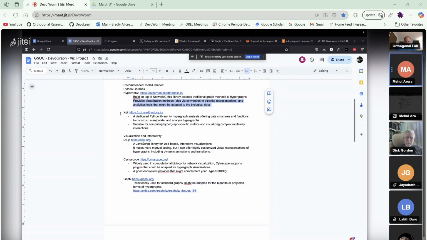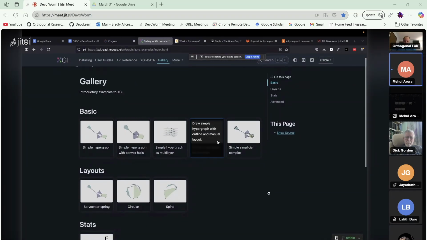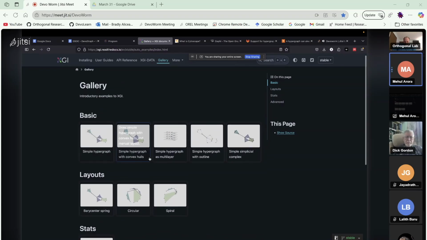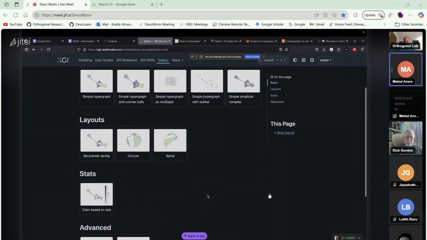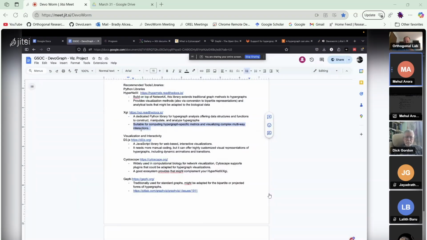And then there is one nice library which I saw, XGI. I'll just open that screen. I think this one. Yeah. So this was also providing a few visualizations for hypergraphs. This does not focus just on hypergraphs, but it has graphs, hypergraphs, simplicial networks, and so on. So it is much more extensive than HyperNetX. I think this was interesting if you want to extend it in future.